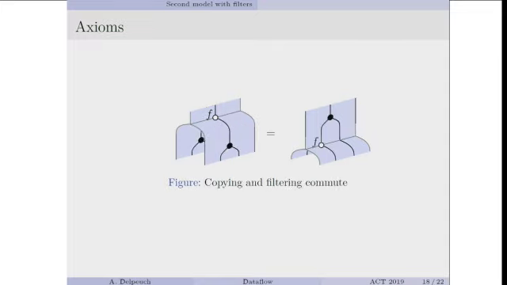On the other hand, if you have a copying morphism, then you can commute it with a filter even if they use the same column, because it's the same thing. The copying morphism doesn't change the data at all.